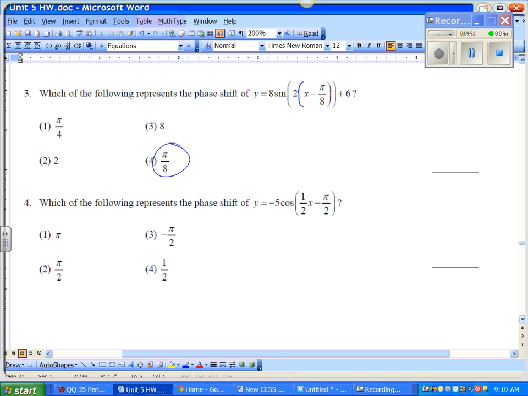And what about 4? Which of the following represents phase shift? This we have to do a little work for, right? What do I need to do? Take out the half. So pi over 2 times 2 over 1, and we just get pi. So my phase shift is pi. You get the hang of it? Okay, so I want you to work on the next page. Okay? And we'll go over it in a bit.